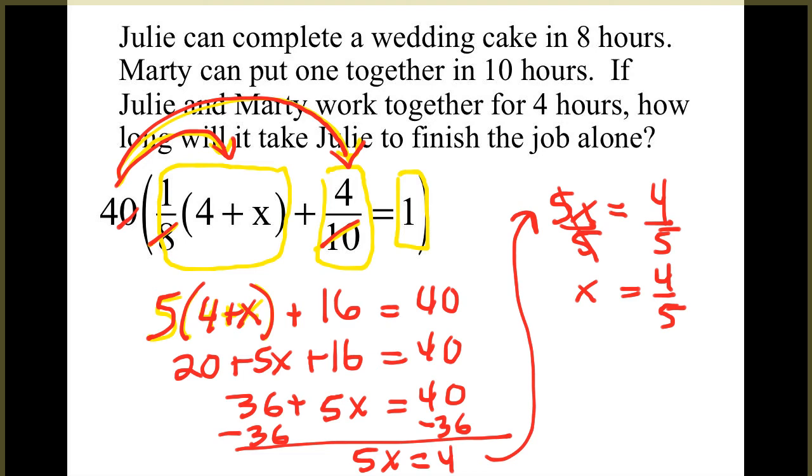Okay, so if we were working in hours, that means 4/5 of 1 hour. 4/5 of an hour. So I could turn that into a decimal, and what I get is 8/10 of an hour. So if I divide that, I get x equals 0.8 of an hour. Pause the recording and write the notes if you need to.